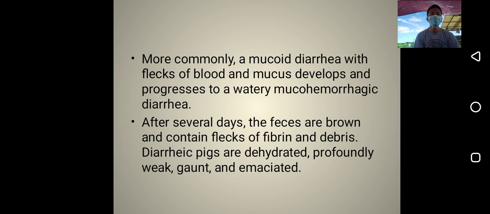More commonly, a mucodiarrhea with flecks of blood and mucus develops and progresses to a watery mucohemorrhagic diarrhea. After several days, the feces are brown and contain flecks of fibrin and debris. Diarrheic pigs are dehydrated, profoundly weak, gaunt, and emaciated.